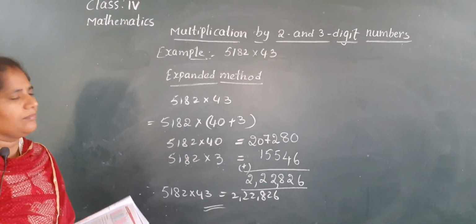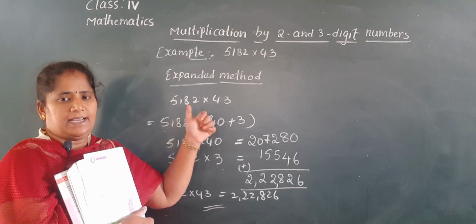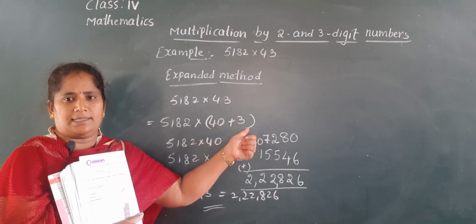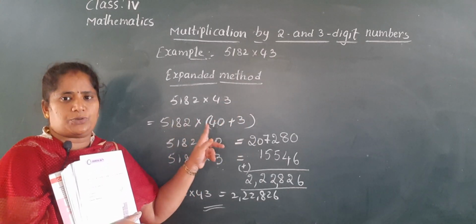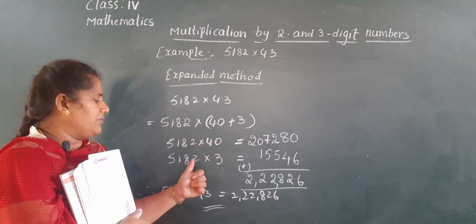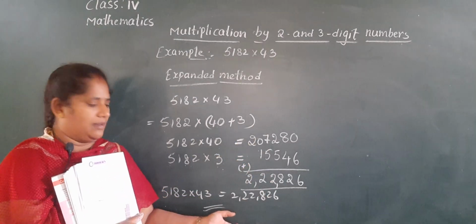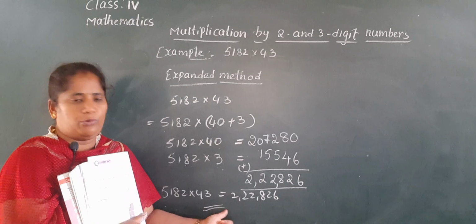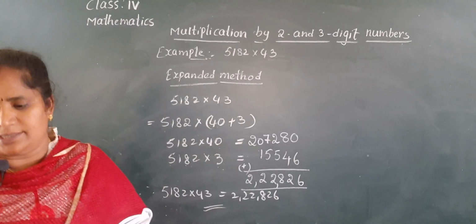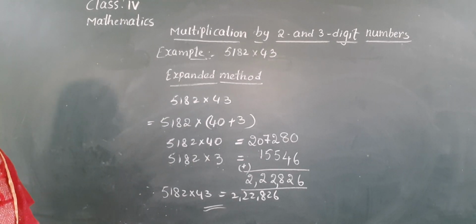Next, is it clear to you? Here we do the multiplication by expanding the multiplier. The multiplier can be written as 40 plus 3. So first you multiply 5,182 into 40, and 5,182 into 3. Now you add these products, then we get the answer. Okay? 5,182 into 43 equal to 2,22,826. Is it clear to you, children? Okay, note down in your classwork.